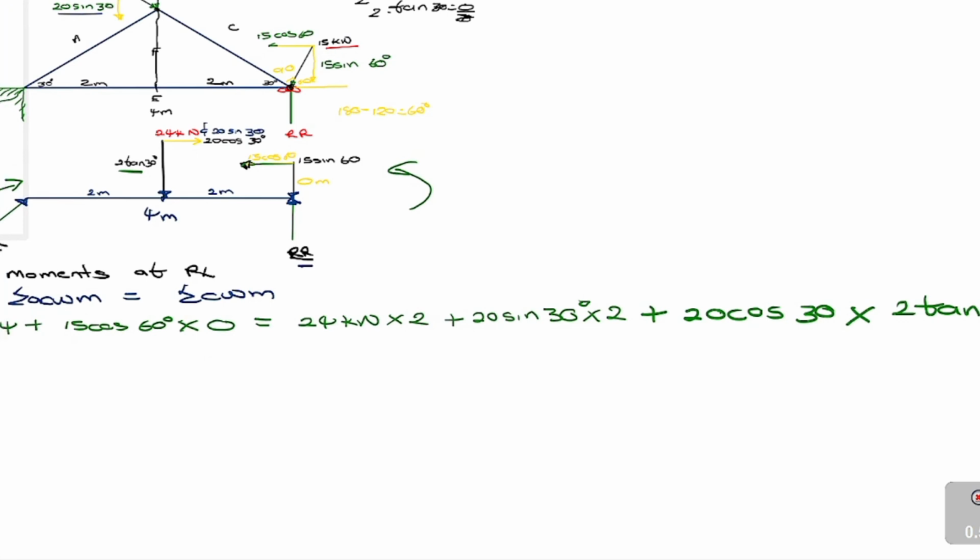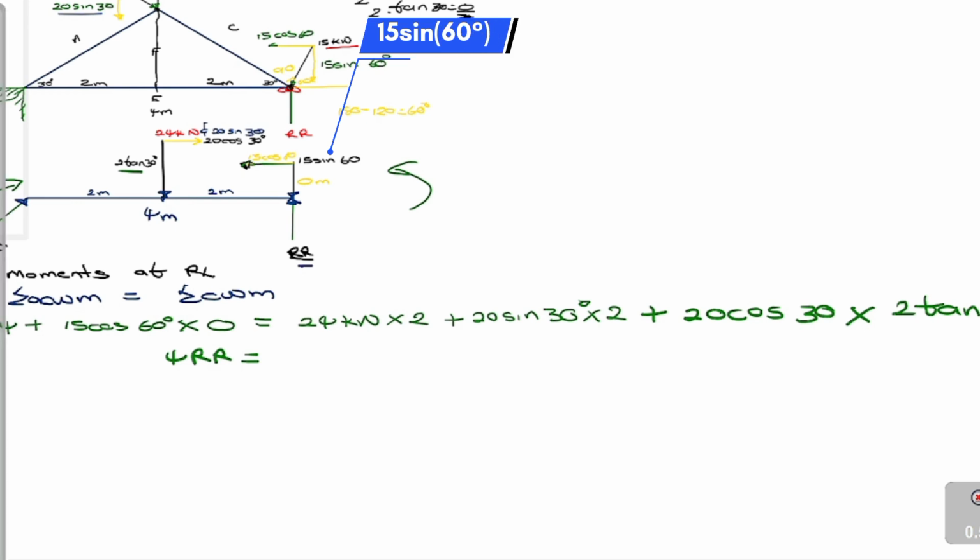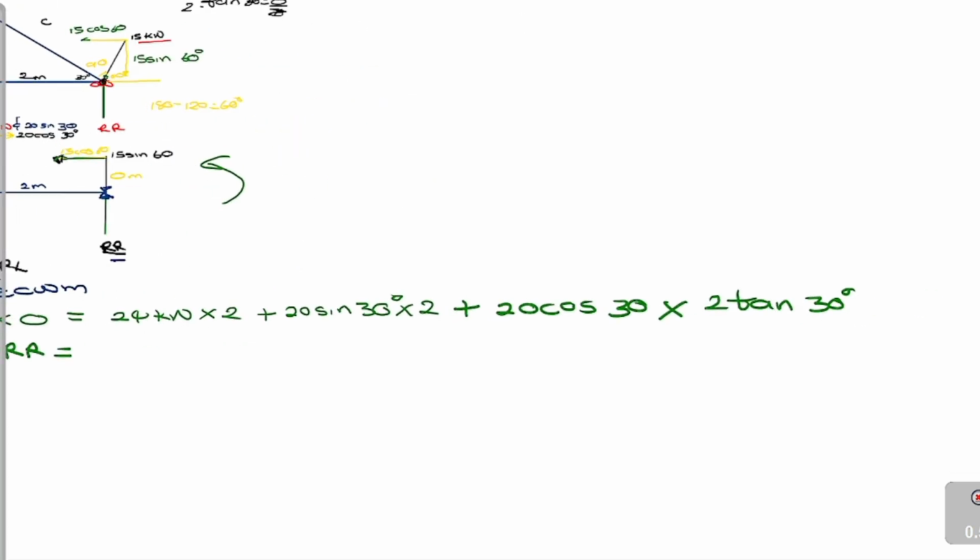So this side, guys, what we will have on this side, we will have 4RR is equal to, I'm just noticing that I forgot another force. Okay, so before we do a calculation, I'm seeing that I forgot to add this force here that is acting downwards. So guys, yeah, you need to be careful, ne? I forgot to add this force that is acting downwards, the vertical component of the wind load.